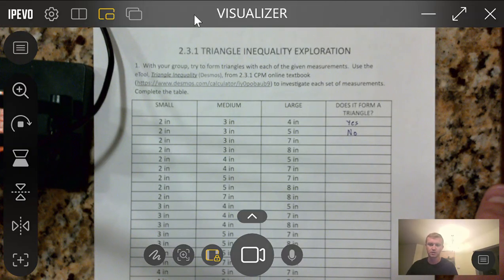I'm just going to make myself a little bit smaller here if I can. Sorry about this. Oops, maybe not. Hey, technology, folks. I do my best.